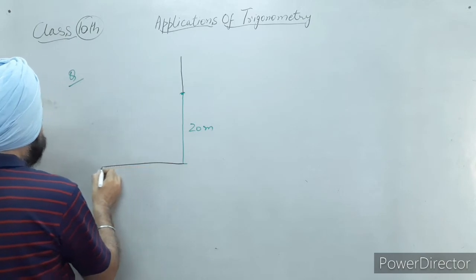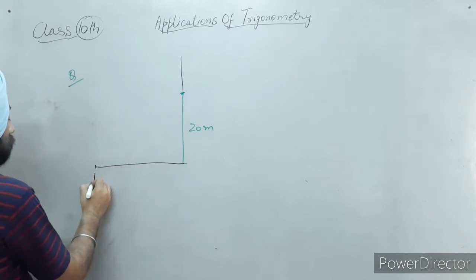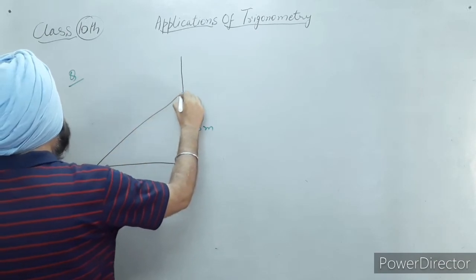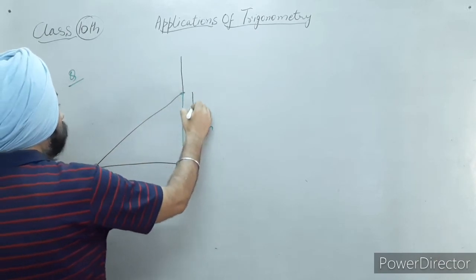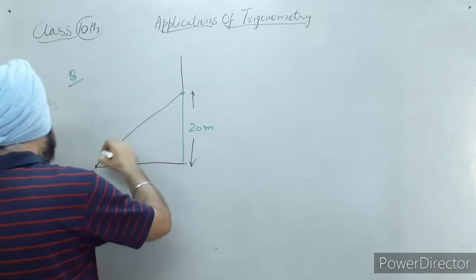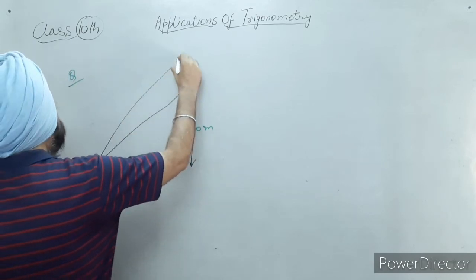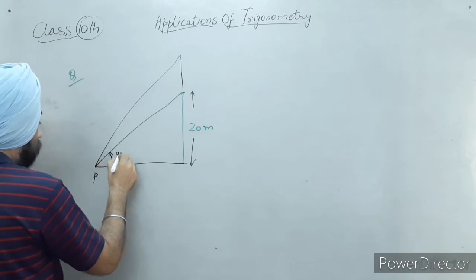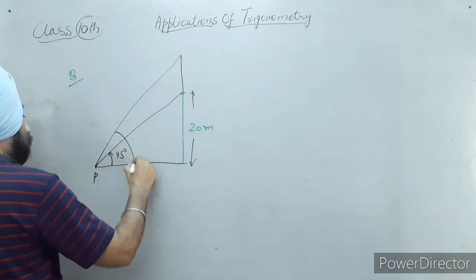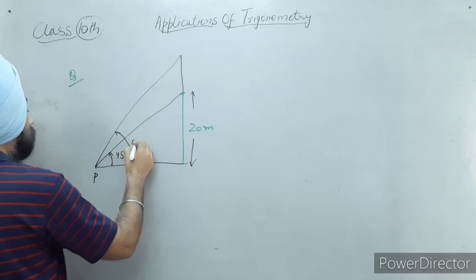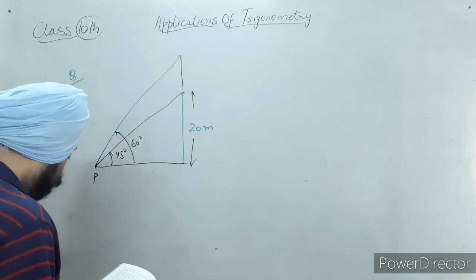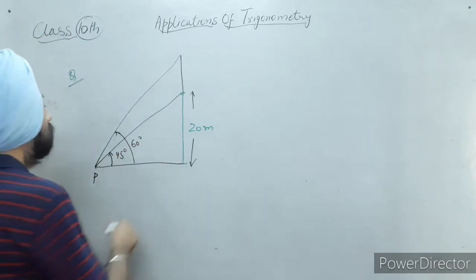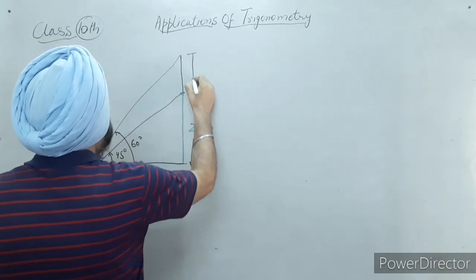Now say I am standing over here, let this point be P. This is the bottom of the tower fixed on a 20-meter high building. Now this angle is 45 degrees, this angle is 60 degrees. Now what I have to do is find the height of the tower. I need this height.